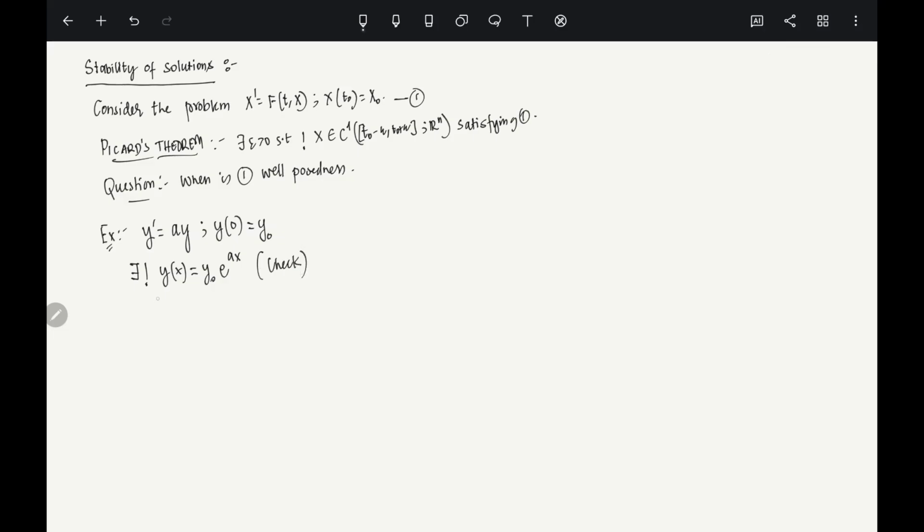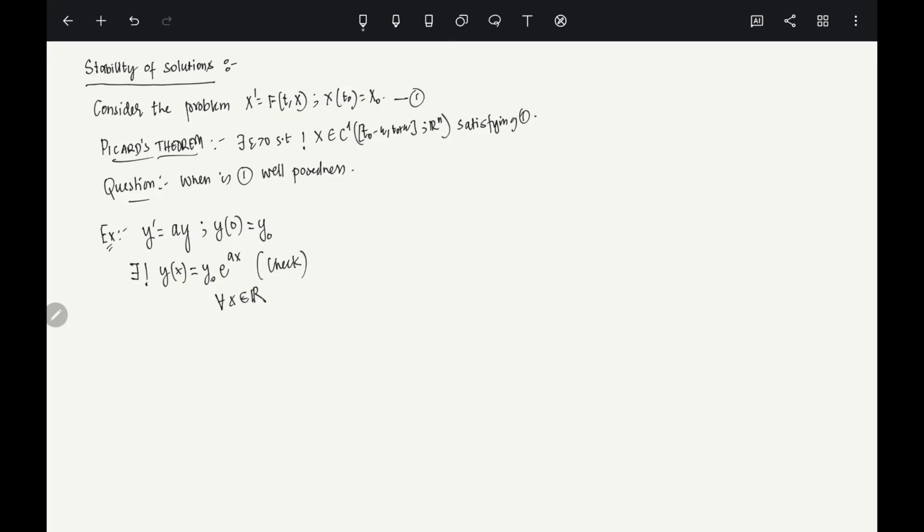So we know that there is a unique solution y of x which looks like y naught e power a x, and this holds for all x in R. Please don't get confused between this capital X and this small x. This capital X is a function of t, t is in R. Please don't get confused here. That is our variable. Basically, the curve here is just a point.